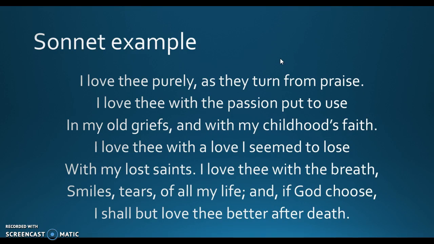I love thee with a love I seemed to lose with my lost saints. I love thee with the breath, smiles, tears of all my life. And, if God choose, I shall but love thee better after death.